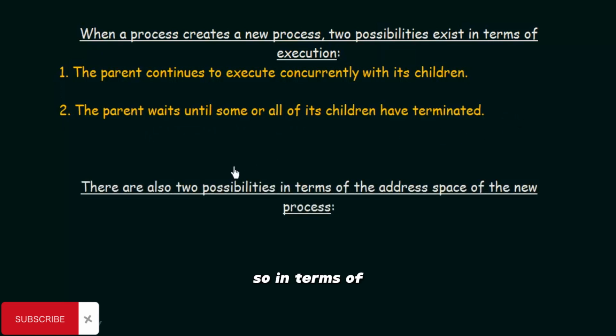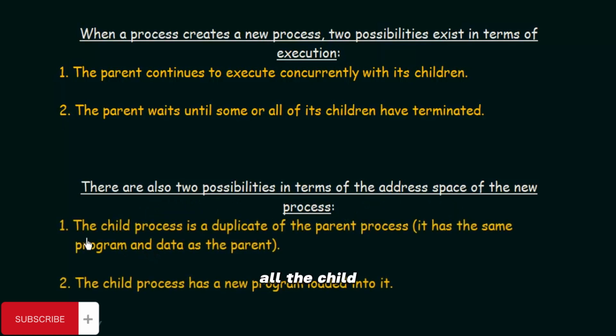All right. So in terms of address space, also there are two possibilities as above. There are also two possibilities in terms of address space of the new process. So let's see what they are. First of all, the child process is a duplicate of the parent process. That means it has the same program and data as the parent. Or the second possibility is the child process has a new program loaded into it. So these are two possibilities in terms of address space of the new process that is created by the parent.